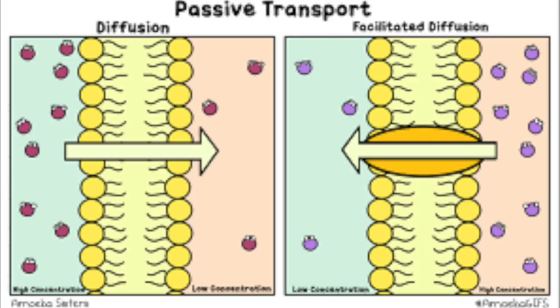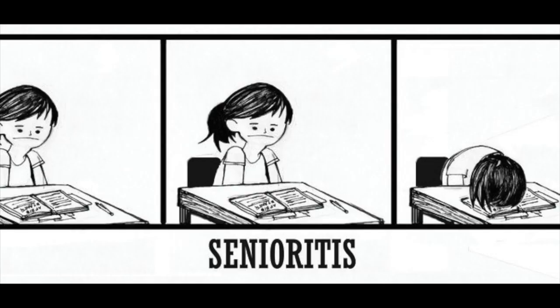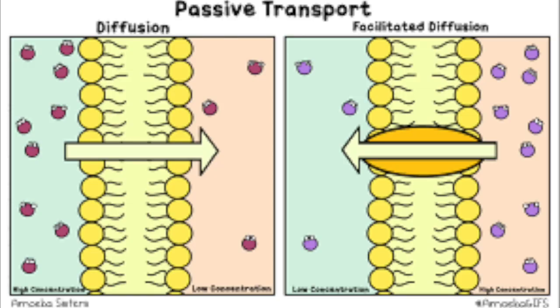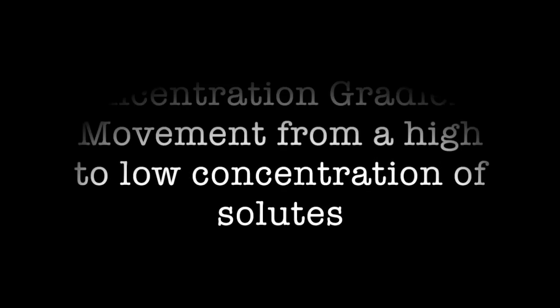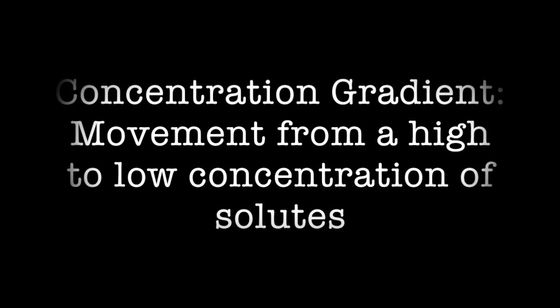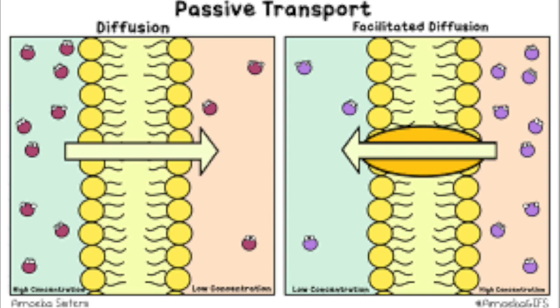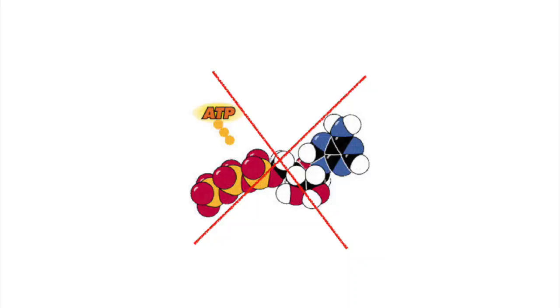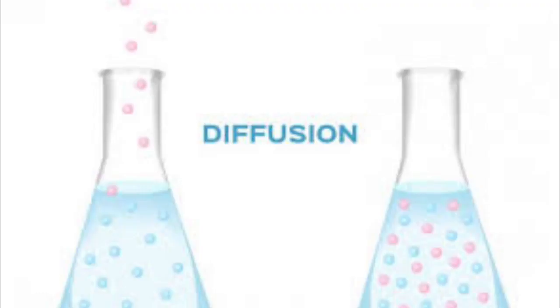Well, let's start with passive transport. Think of passive transport as that senior that has severe senioritis and is just doing the normal amount of schoolwork to get by. So lazy? Not necessarily. Passive transport follows the norm, or concentration gradient, and moves from a high to low concentration of solutes. This process, which is also known as simple diffusion, requires no energy. Passive transport does not require any energy and is just going with the flow. Oh, okay, that makes sense.